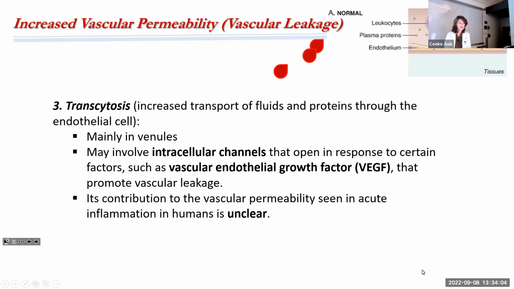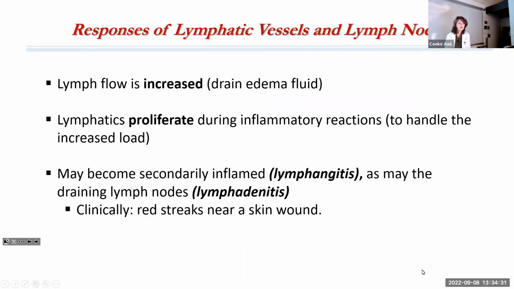And the last mechanism is transcytosis. The contribution of this mechanism to the vascular permeability is unclear, but we mention it here. It means increased transport of fluids and proteins through the endothelial cells. It takes place mainly in venules. It may involve intracellular channels that open in response to certain factors such as VEGF, vascular endothelial growth factor, that promote vascular leakage. How about the lymphatic vessels?